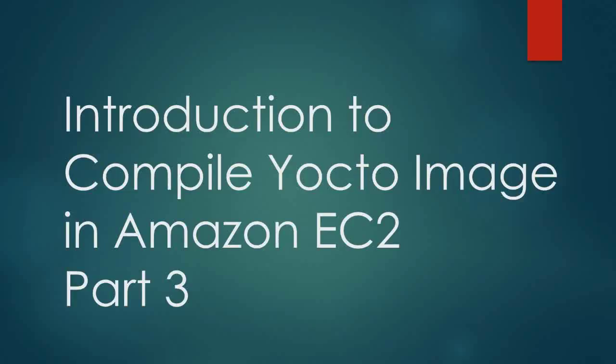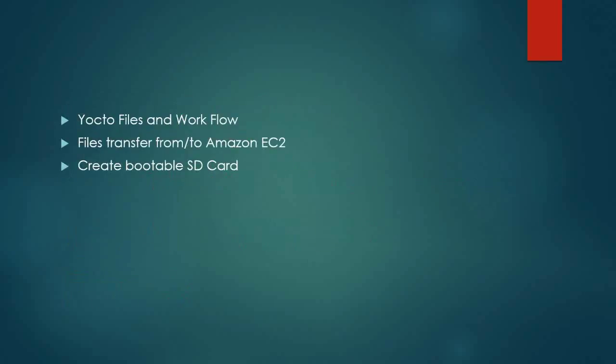Welcome to the third part of compile Yocto image in Amazon EC2. In the third part, I'm going to talk about the Yocto files and the workflow of it. And then I'm going to talk about FileZilla and file transfer. After that, I'm going to create a bootable SD card for the IO board.